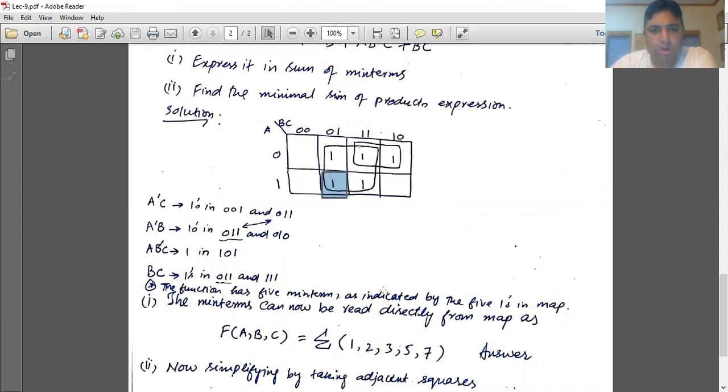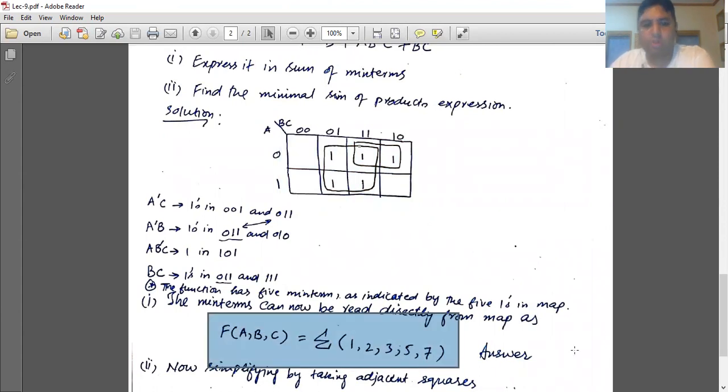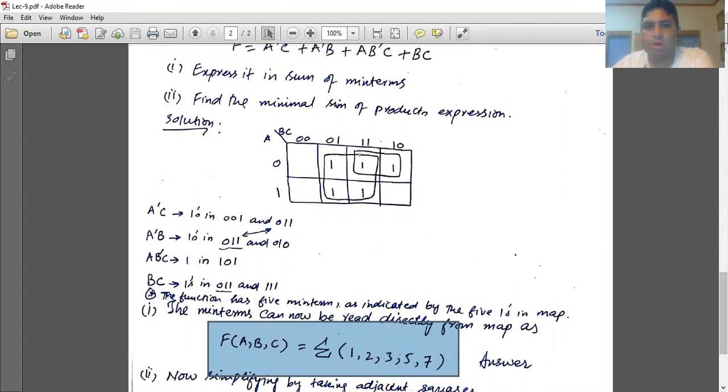101 is the fifth minterm, so we will write 5 here, and 111 is the seventh minterm, so we will write 7 here. So we have done the reverse process by reading the minterms from this K-map and writing it in the form of sum of minterms, or sigma form. Okay, so this is the first part of the question which was asked here.